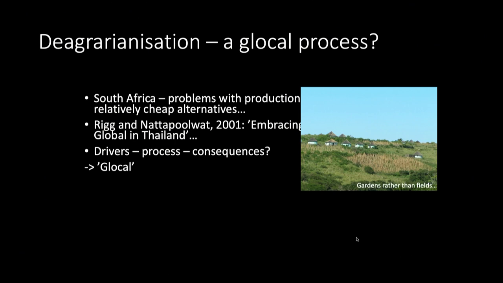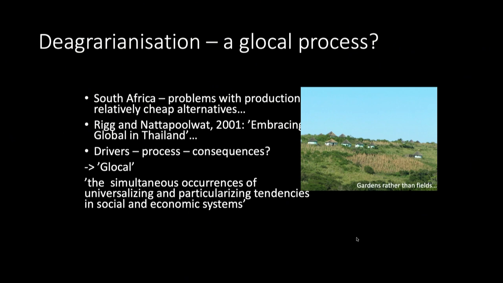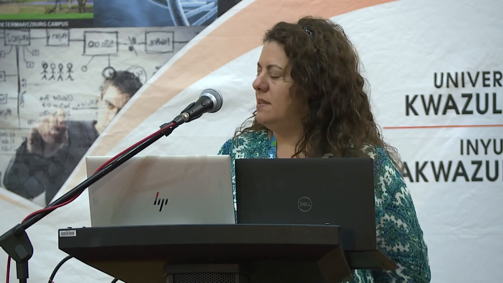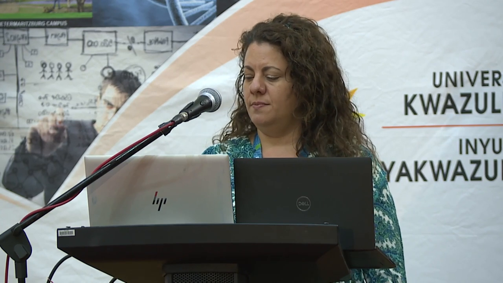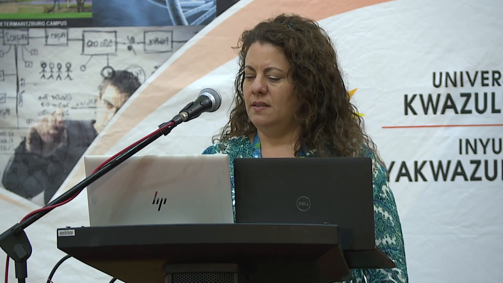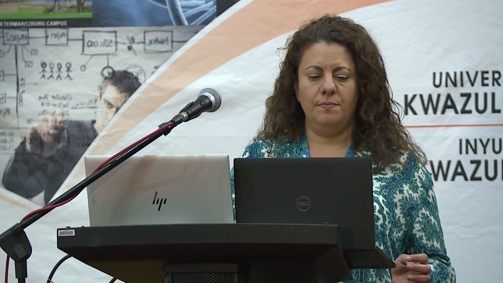But when I read an article by Jonathan Rigg and Sakunee Nattapoolwat from 2001 on deagrarianisation in Thailand, they described that the Thai farmers who have moved out of agriculture have instead gotten new opportunities through linking up to global markets in various ways. So this got me to thinking that this is quite a different process from what I have been seeing in South Africa, where no such opportunities had really presented themselves.